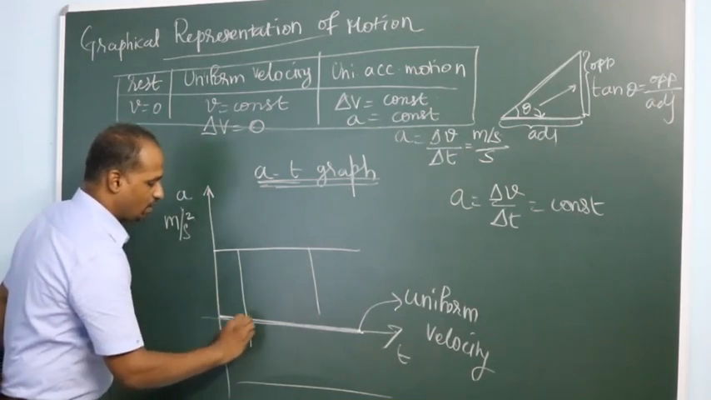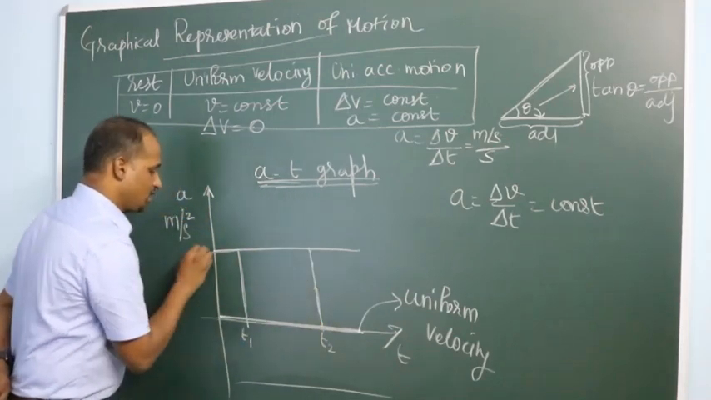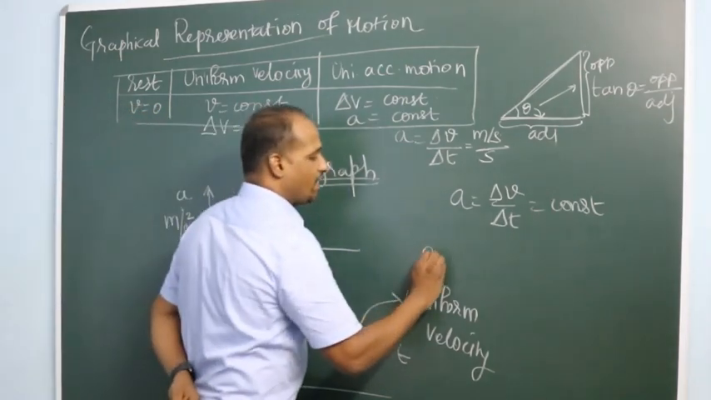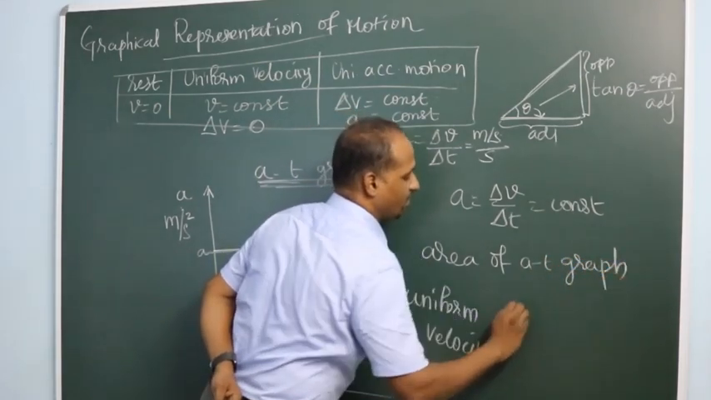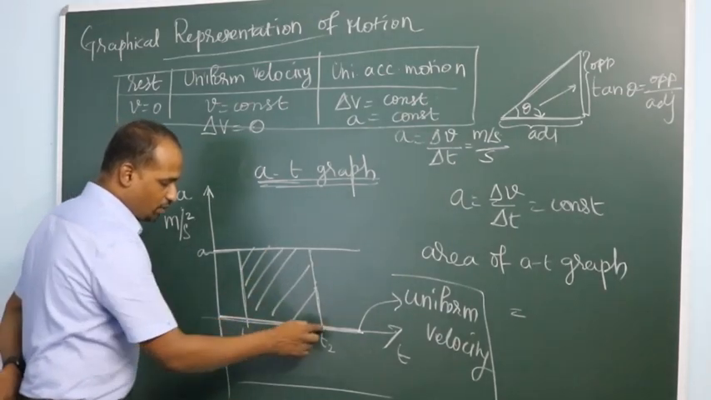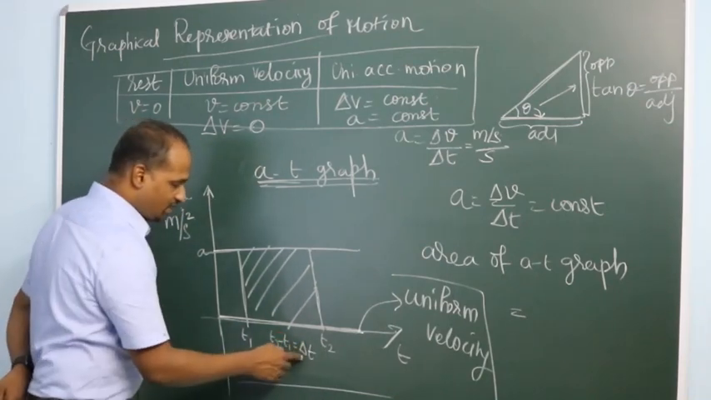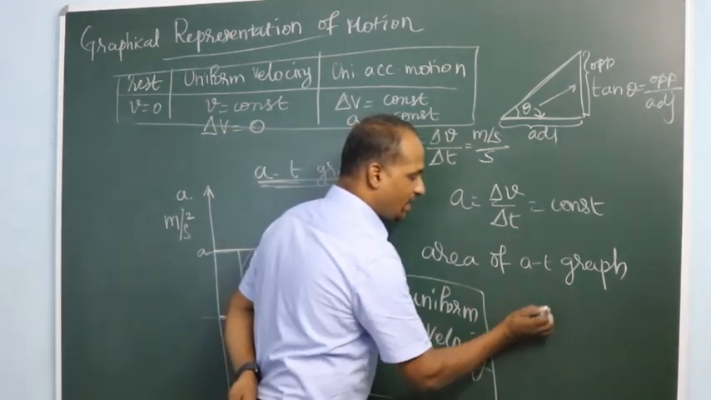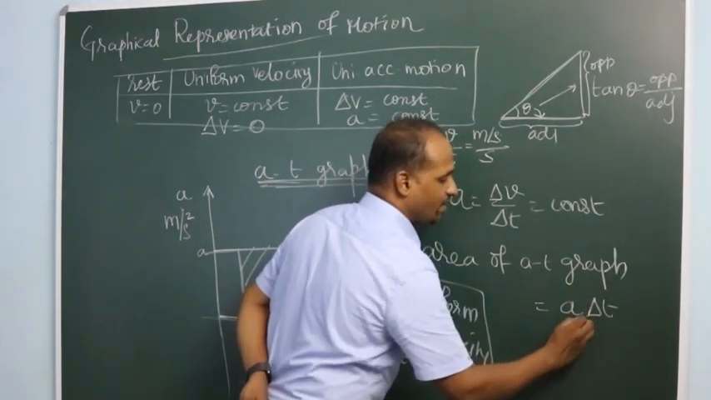Suppose at time t1 the corresponding acceleration is a, and at time t2 the corresponding acceleration is also a. Then the area of the AT graph, or acceleration time graph, is equal to base into height. Base is t1 to t2, so this is t2 minus t1, or we can say delta t. This delta t is multiplied by the height, which is acceleration a. So the area is a into delta t.